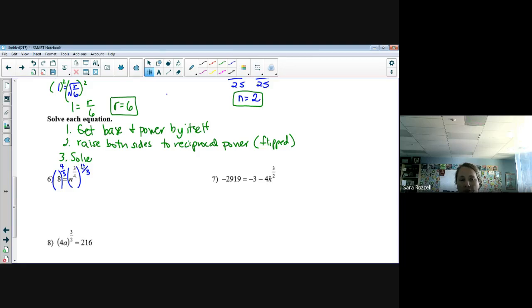Because 3/4 times 4/3 is 12/12, right? 12 over 12. What is 12 over 12 the same as? 12 over 12 is 1, and then we don't have that exponent anymore. We're just left with the n. So when we raise to the reciprocal power, it's always going to make our power a 1, and we're just left with the n.